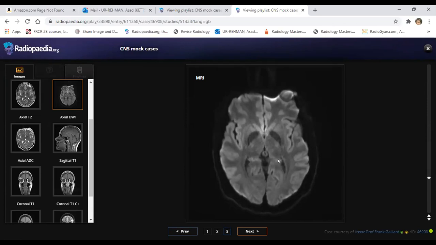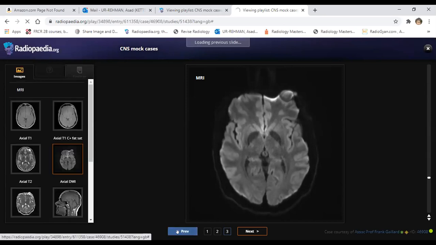These are only two differentials, yeah? Hmm. So I will inform the referring clinician and refer this patient to the neurology team. Okay. So go to the next case.